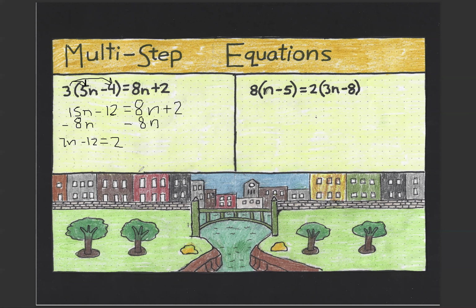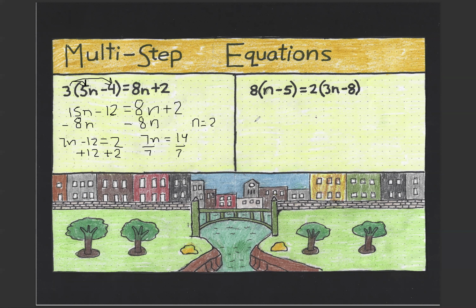And now we have a two-step equation in which we're going to add 12 to both sides. And now we have 7n is equal to 14. And when we divide both sides by 7, we will get n is equal to 2, because 7 divided by 7 will just leave us with n, and 14 divided by 7 will give us 2. And when we plug 2 in for n in this equation, both sides of the equation will equal the same amount.